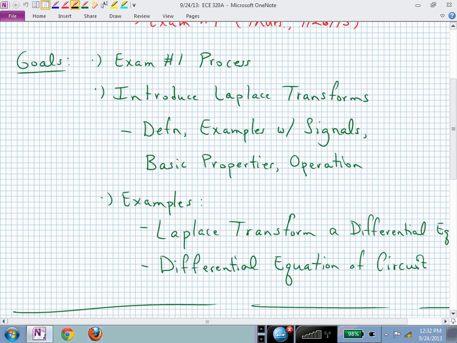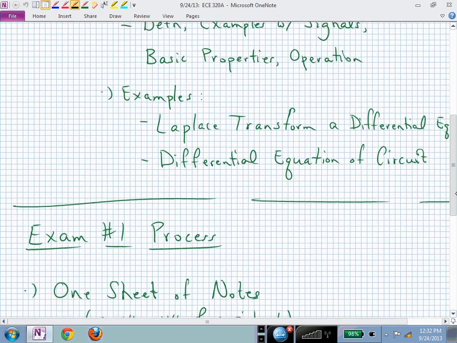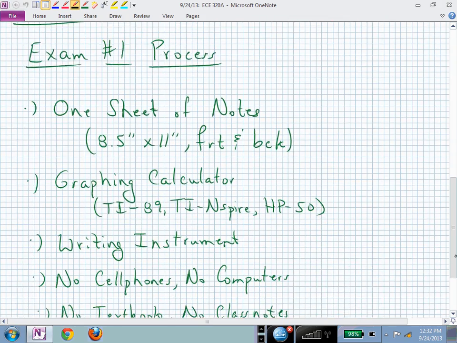We'll go through some basic properties, some operations, and we'll show how you can solve a differential equation with Laplace transform techniques. And then we'll say, well, where did this differential equation come from? It could come from a circuit, and we'll derive the differential equations, coupled differential equations associated with an electric circuit. One of the things you need to learn from this class.